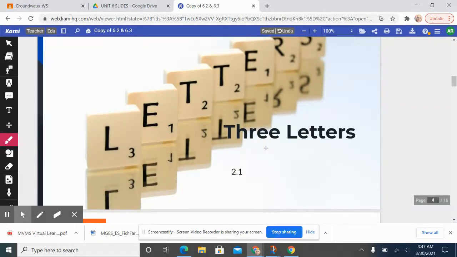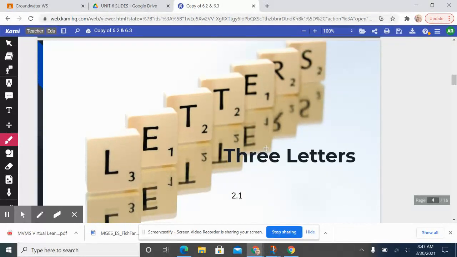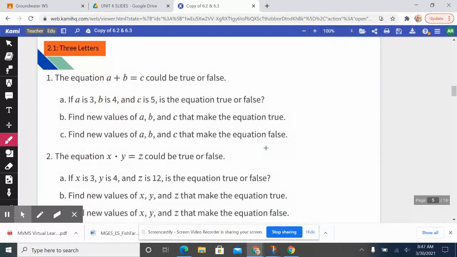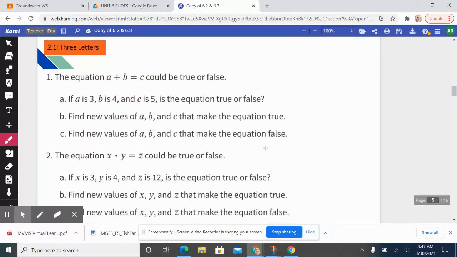Now, 3 letters. Again, my book that I got from the school did not have page numbers. If yours does not have page numbers, you're going to need to look for the lesson that says 3 letters, and it should be toward the beginning of the book. I have 2-1, 3 letters. That's where you should be in the book. And remember, this is book 6.